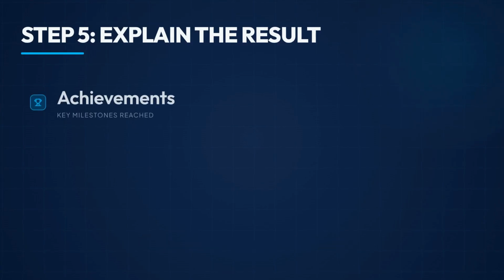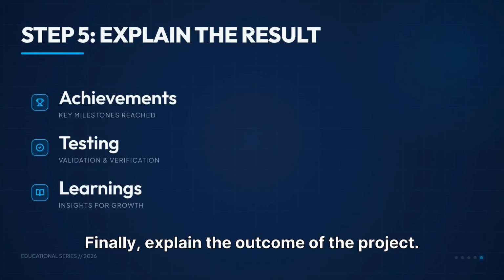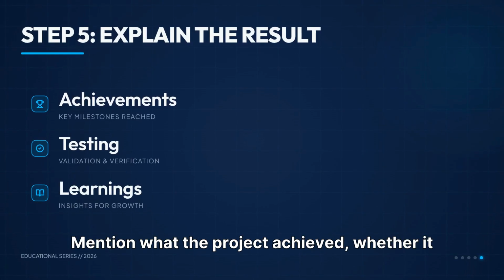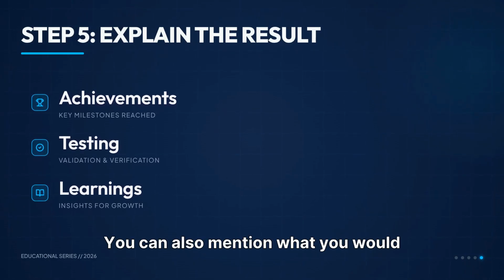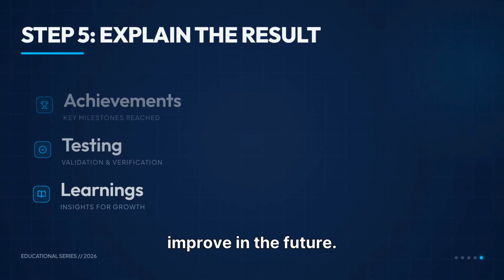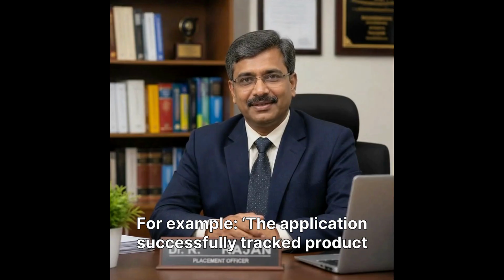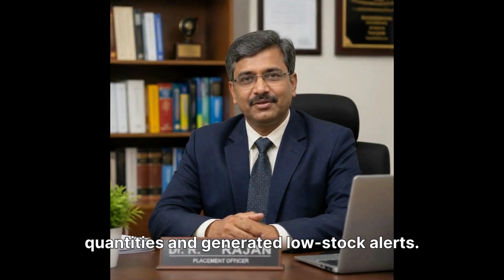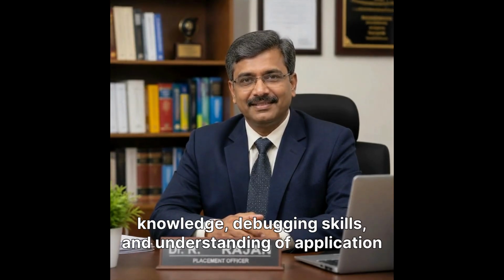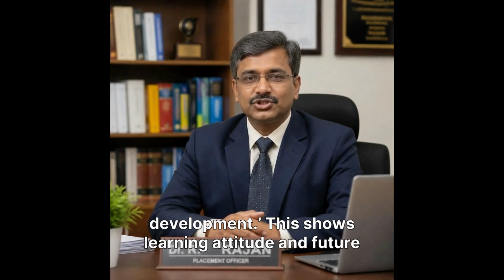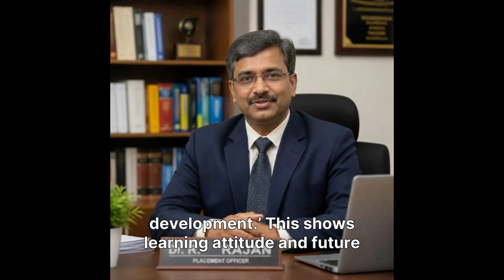Step 5. Explain the result. Finally, explain the outcome of the project. Mention what the project achieved, whether it was tested, and what you learned. You can also mention what you would improve in the future. For example, the application successfully tracked product quantities and generated low stock alerts. Through this project, I improved my database knowledge, debugging skills, and understanding of application development. This shows learning attitude and future thinking.